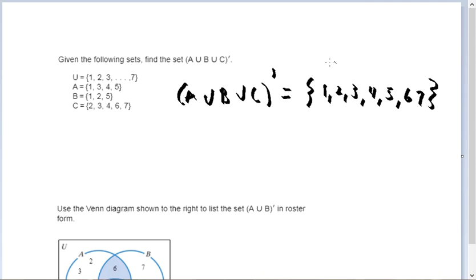Sorry, I said that wrong. This is not the complement. Don't look at that. This is the actual set here. Then what I meant to say was A union B union C's complement. This time we talk about the complement. The answer to the question here: what's in here that's not in U? Well, nothing. So this would be equal to the empty set.